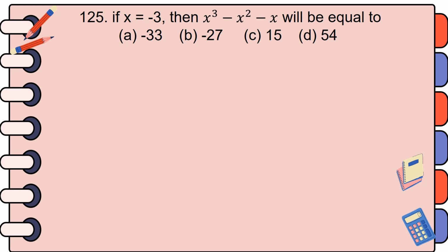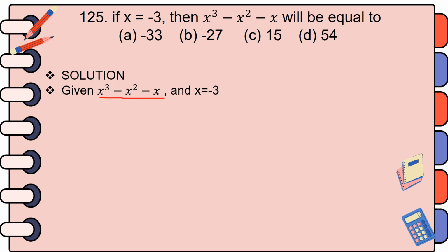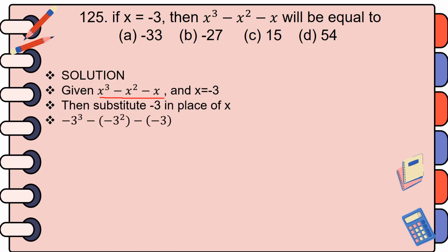Okay, try this question on your own. It is a very simple question. Substitute the value of x into the equation, then derive the value. So we have x is equal to minus 3 and the equation is x cubed minus x squared minus x. Then substitute minus 3 in place of x. Then it becomes minus 3 cubed minus minus 3 squared minus minus 3.